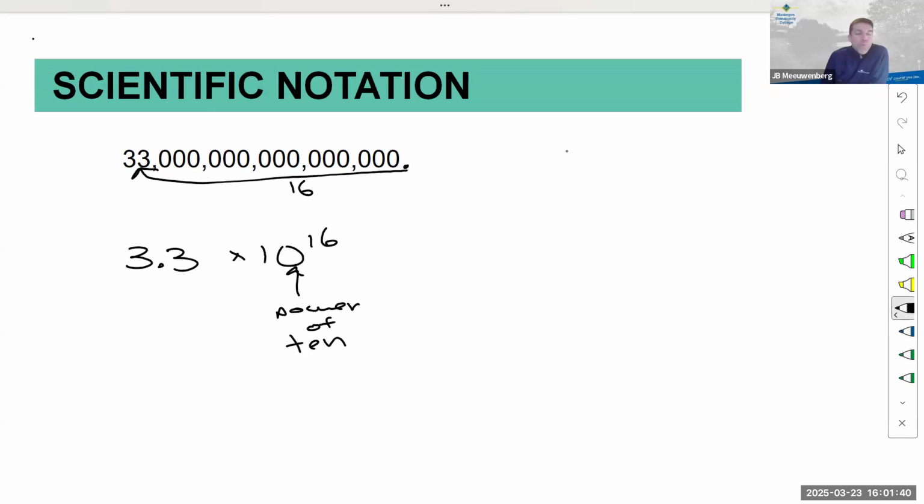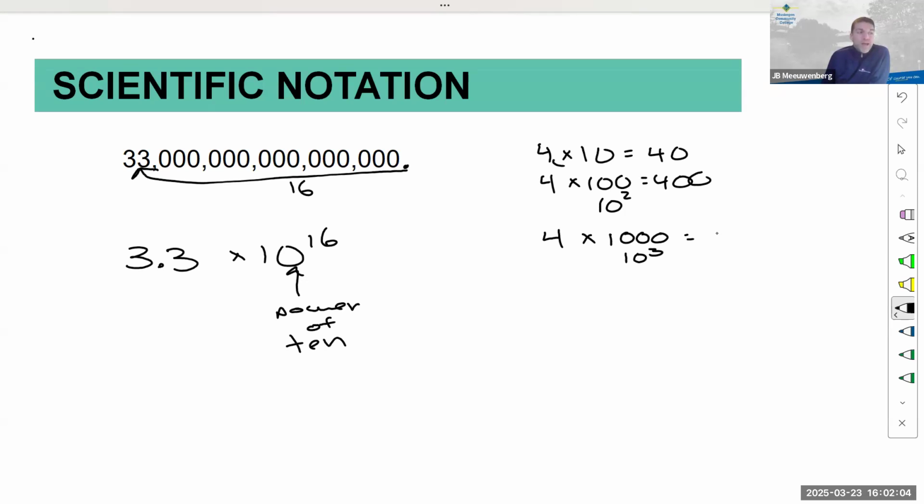You know that when you take any number, say 4, and multiply it by 10, it turns into 40. It moves the decimal over one spot. Or if you take that same 4 and you multiply it by 100, it's 400. Remember, 100 is 10 to the second power. Or you could take 4 times 1,000, which is the same as 10 to the third power, and you would move that decimal point over from here to here, which is 3 spots. It would add 3 zeros.